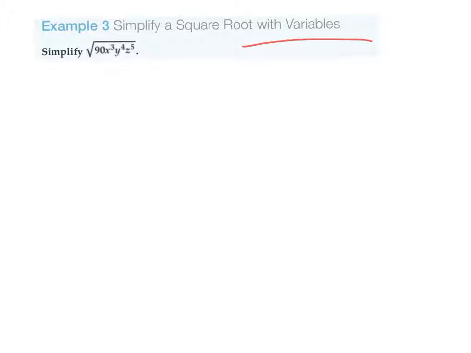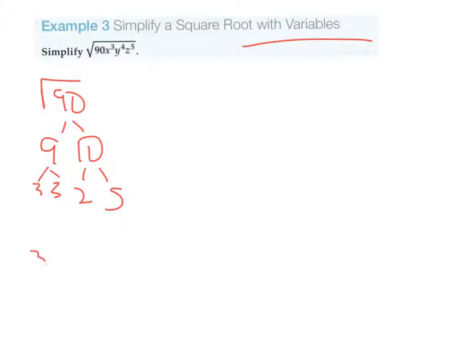Simplifying with variables means we're just looking for an even number of variables. So let's just do the 90. I'm going to do the square root of 90 first. And I know 9 is a perfect square, and I have 10. And then 10 and 5. So the 9 is a perfect square, which is really 3 and 3. So the 3's come out, and I have 10 inside. So I just did the numbers.